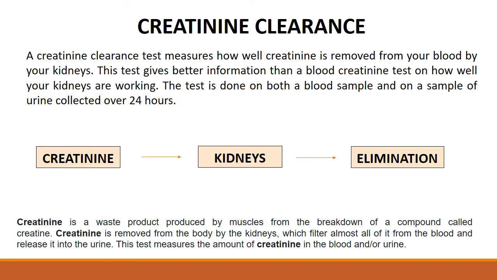So creatinine clearance is a test that measures how well creatinine is removed from your body by your kidneys. This test gives better information than a blood creatinine test on how well your kidneys are working. The test is done with both a blood sample and a sample of urine collected over 24 hours. So when we talk about creatinine, it is a waste product produced by muscles from the breakdown of the compound called creatine. Creatinine is removed from the body by the kidneys, which filter almost all of it from the blood and release it into the urine.